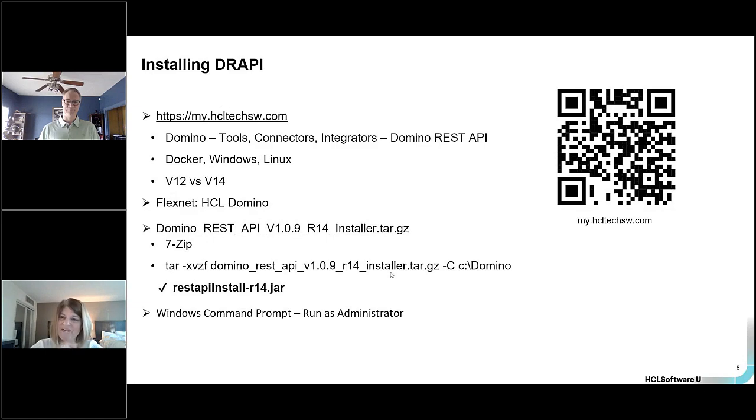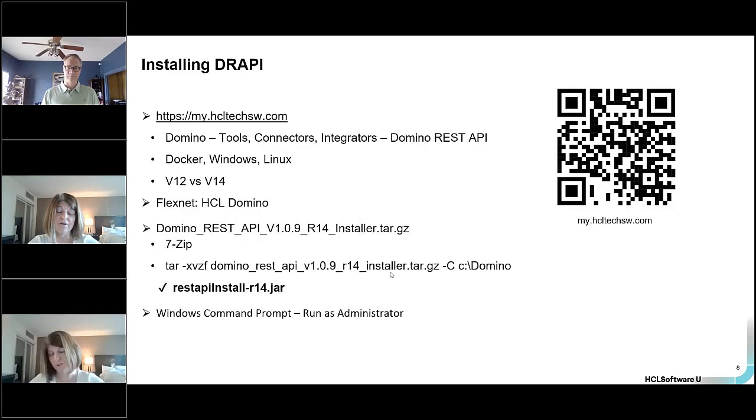And part of this new HCL download portal is that with V14, you can actually get notifications when new things are posted, and you can also have that code automatically downloaded to your Domino server. So if you don't already have a V14 server in your environment, you definitely want to get one so you can start using that new auto update feature.